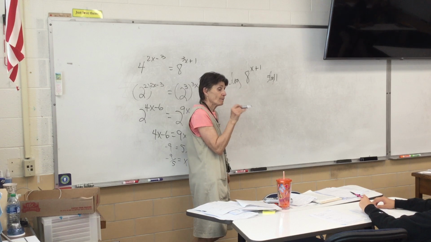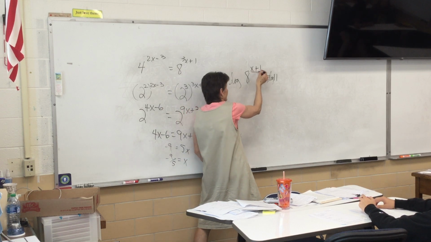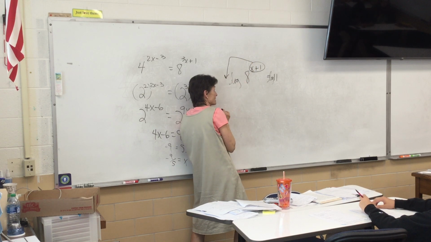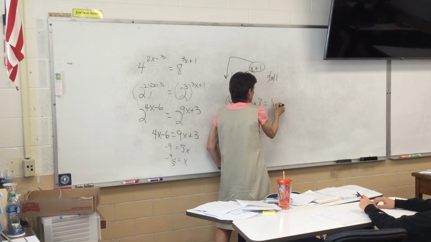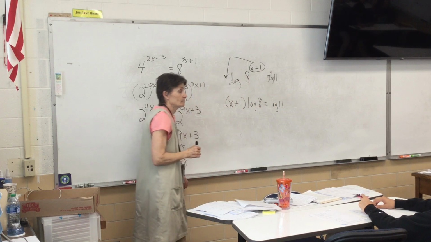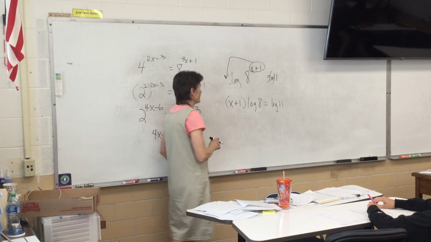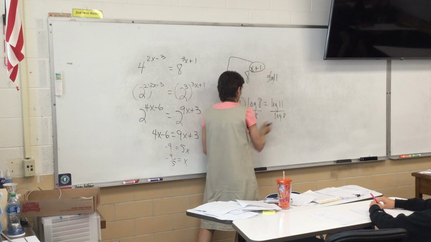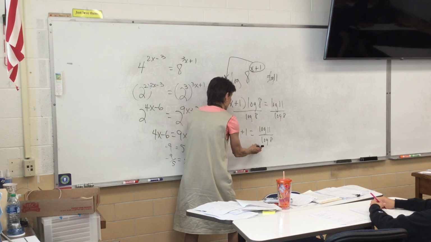And who remembers what happens once I take the logarithm of both sides? What am I allowed to do? What happens to this? Comes out in front. So x plus 1 log 8 equals log 11. Now this is a calculator problem, so I'm going to end up typing this in on my calculator. I'm going to divide by log 8. So x plus 1 equals log 11 over log 8. And then I'll subtract 1.